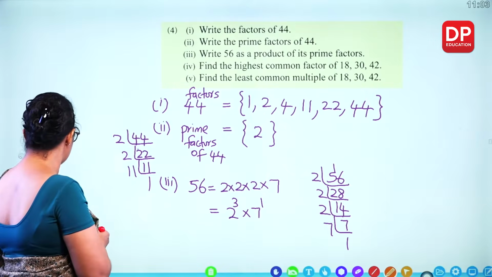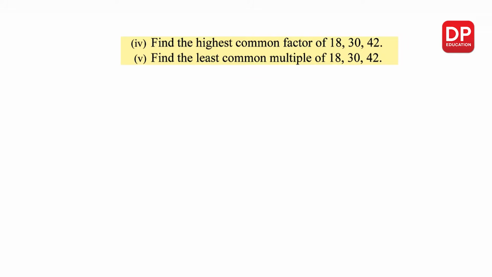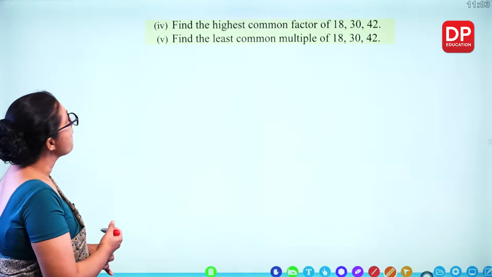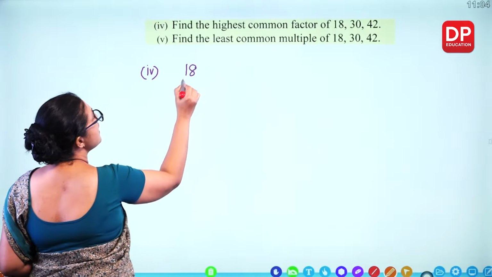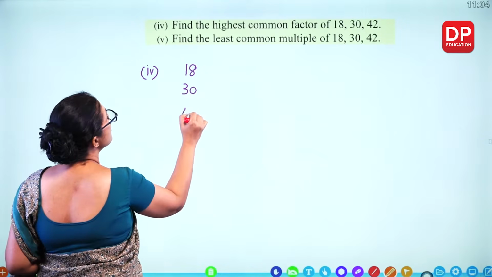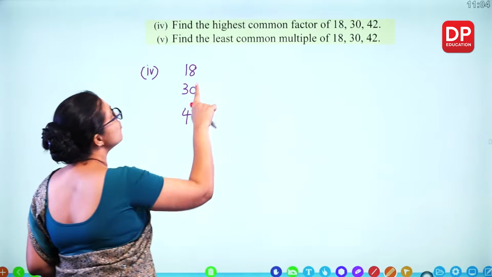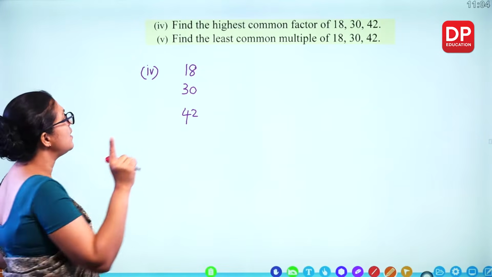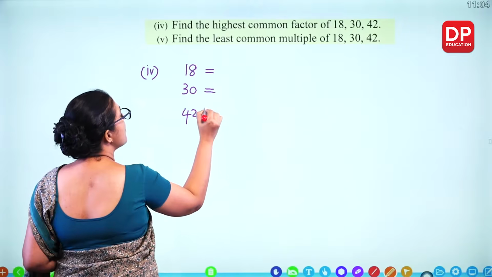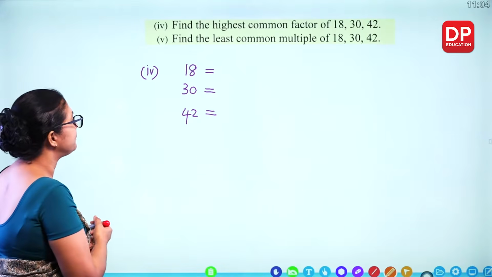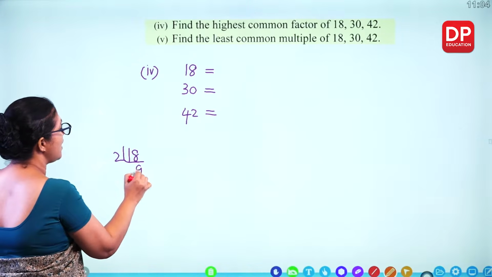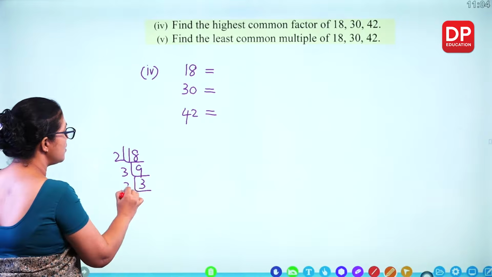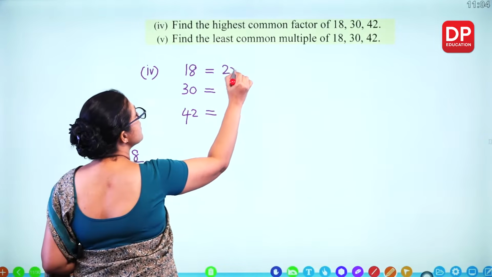Now we'll do the fourth part, the next page. Find the highest common factor of 18, 30 and 42. So we'll write down separately 18, 30, 42, because in the fifth part you want the least common multiple. So we'll write down the factors separately and find out both at once. What are the factors of 18? 2 and 9, divide by 3, you get 1. 2 times 3 times 3.